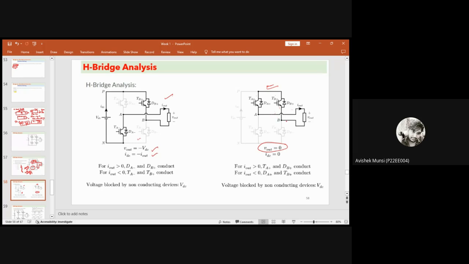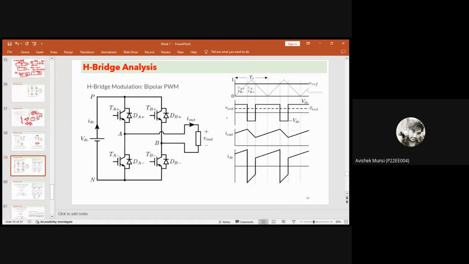So it will behave like a short circuit. The voltage is 0, and at the same time it behaves as an open circuit also, so this is also 0. Okay, the voltage blocked by the non-conducting devices must be equal to the VDC. Okay, so this is how it behaves in case of the H-bridge analysis.